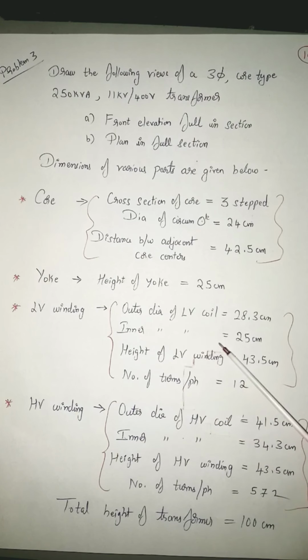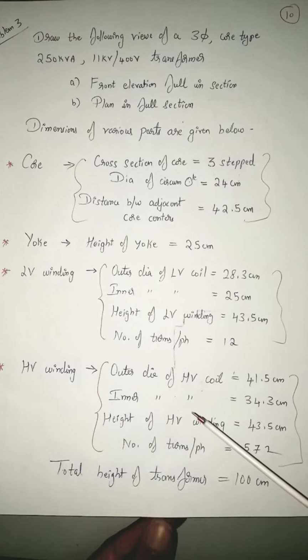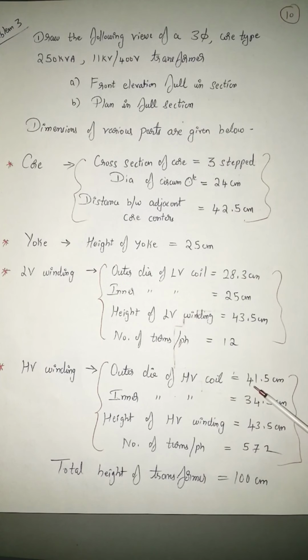inner dia of LV coil 25 centimeter, height of LV winding 43.5 centimeter, number of turns per phase equal to 12. HV winding: outer dia of the HV coil 41.5 centimeter, inner dia of HV coil 34.3 centimeter, height of HV winding 43.5 centimeter, number of turns per phase 572.